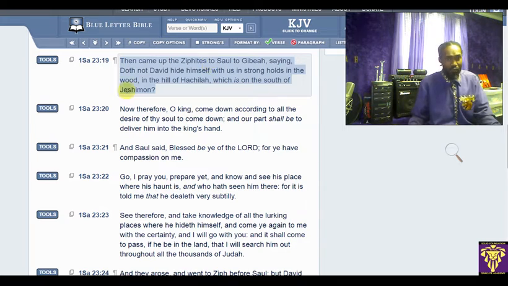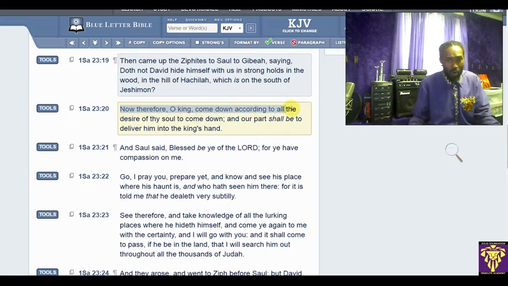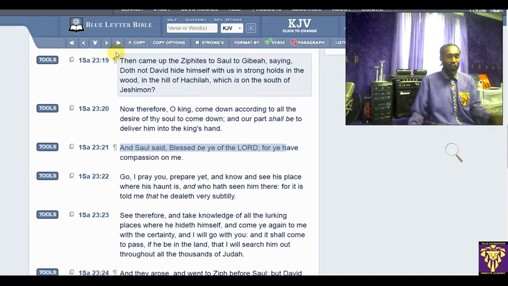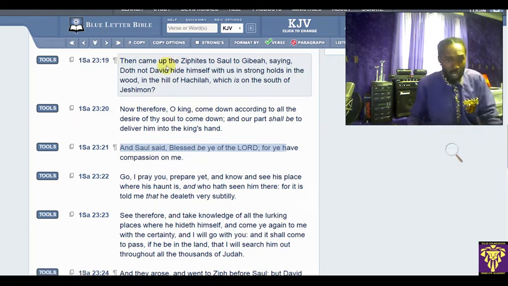You see, we're going to figure out 1 Samuel 23 and 20. Now therefore, O king, come down according to all the desire of thy soul to come down, and our part shall be to deliver him into the king's hand. 1 Samuel 23 and 21. And Saul said, blessed be ye of the Lord, for ye have compassion on me. So we have to figure out in 1 Samuel 23 and 19 who the Ziphites are that David was hiding among to escape King Saul.